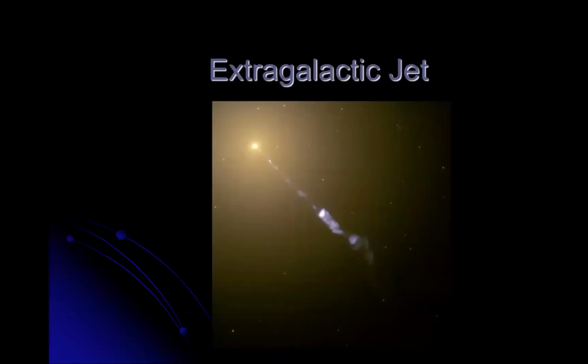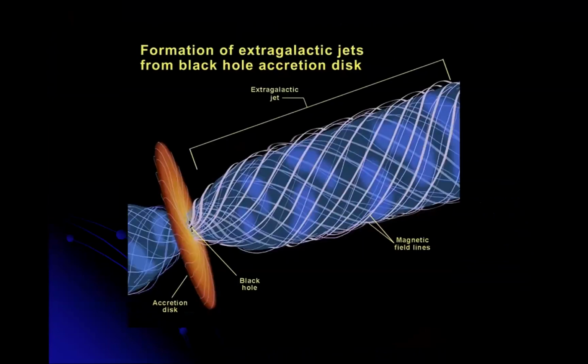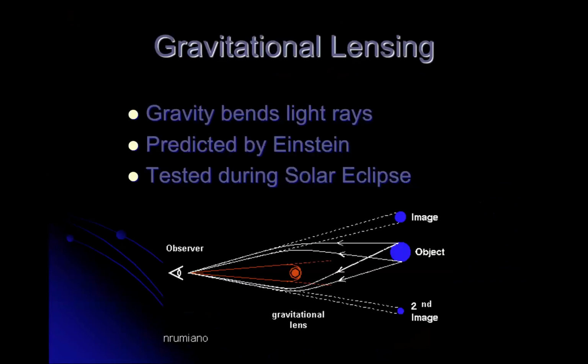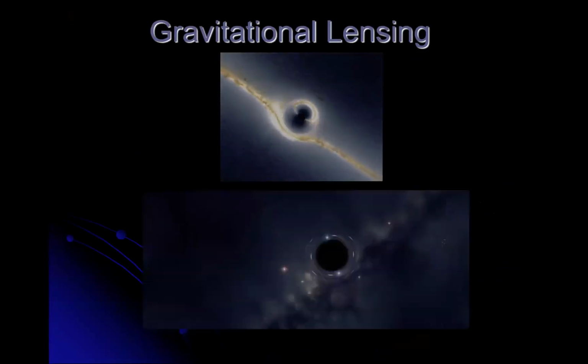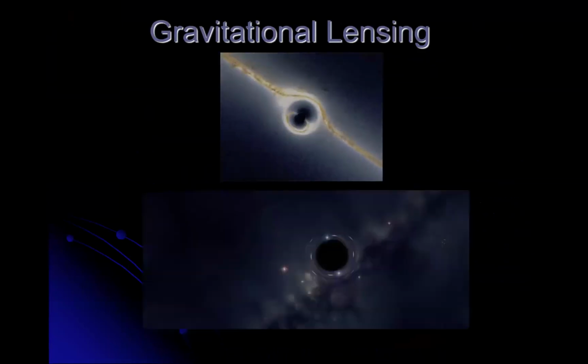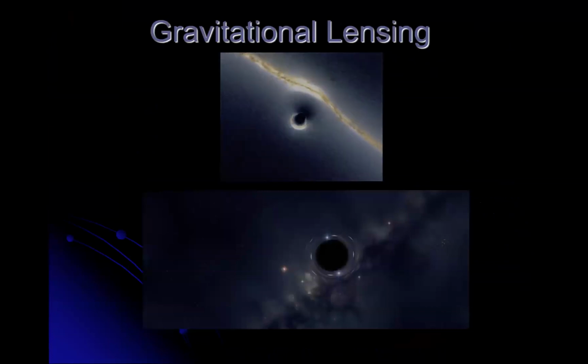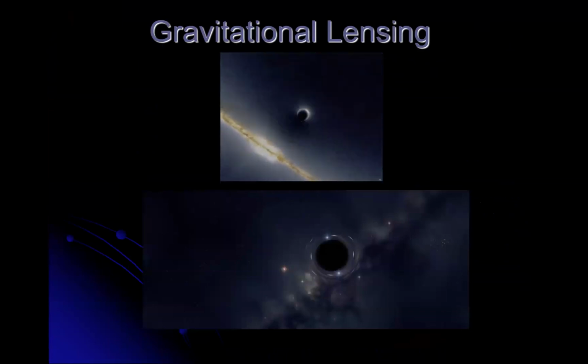The binary system, the accretion disk, the radiation jet, and this is the gravitational lensing. The above picture is a simulation of what you could expect if a black hole passed in front of a galaxy.